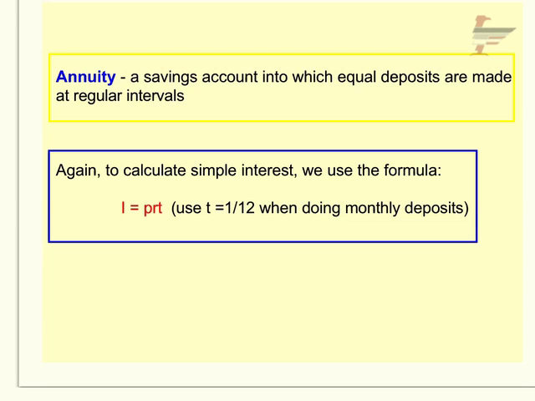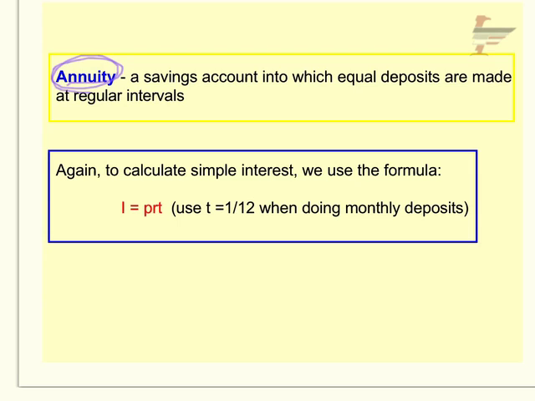All right, the last lesson for the chapter is on something called an annuity. Basically, an annuity is a savings account into which equal deposits are made at regular intervals. So you guys have learned about loans. Loans is where you have to borrow money and you pay it back with interest, so the banks are making money. Annuities, they're kind of great because this is the way for you to make money.